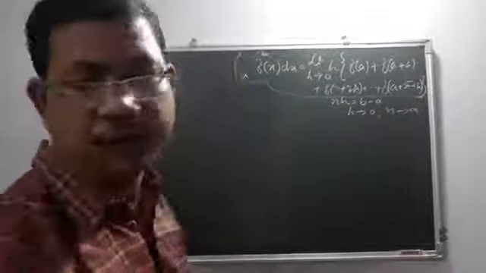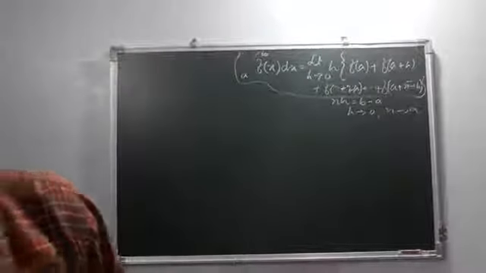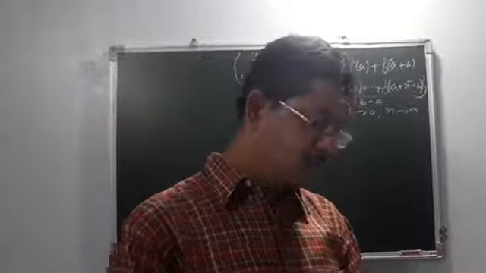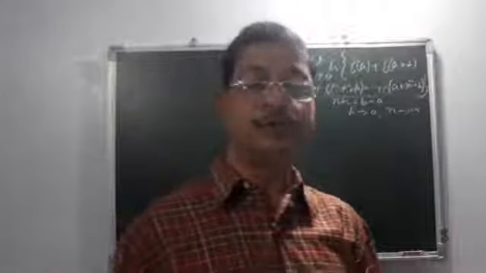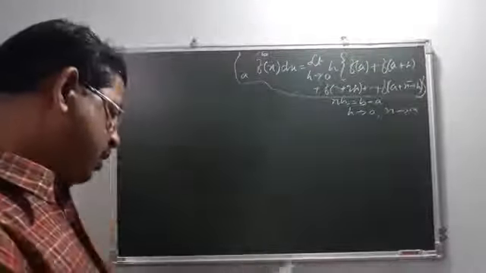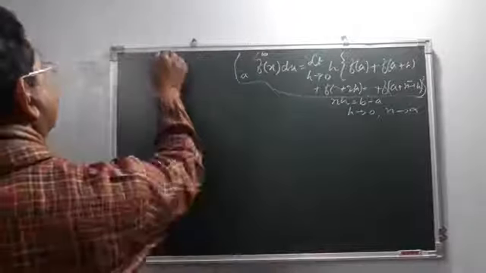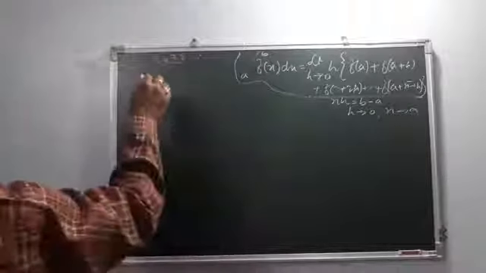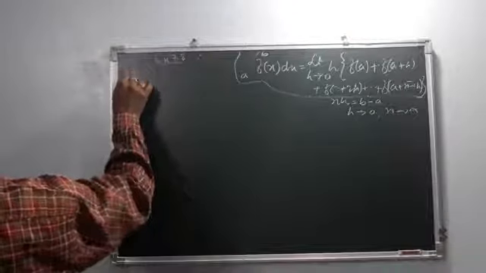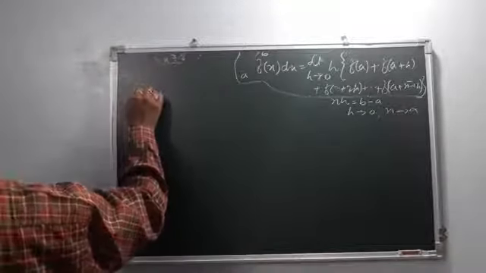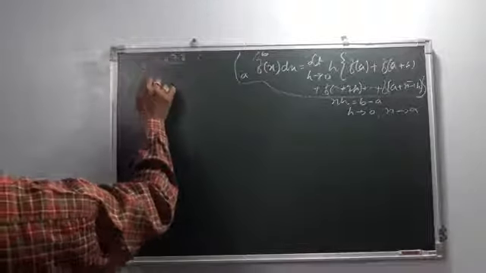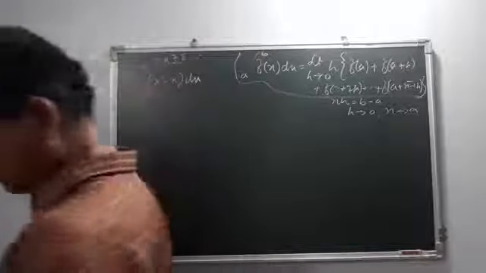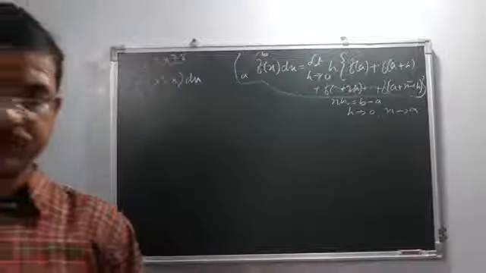We use that formula. Last day we have done some questions. Now today we will do question number 4 of this exercise 7.8. So it is exercise 7.8, and we are going to do question number 4. Up to 3 we have done. Integration 1 to 4 of x square minus x dx. So this is our question.